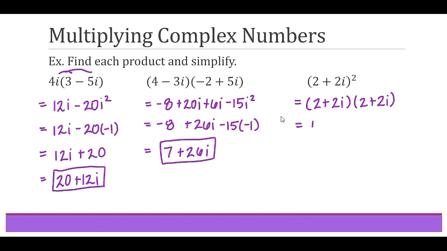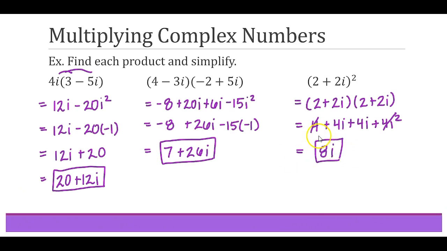So we'll have 4 plus 4i plus 4i, and then plus 4i squared. Well, 4i squared is going to end up being a negative 4 because the i squared is a negative 1. So 4i squared and positive 4 over here actually cancel out. So these two pieces cancel out. So all I have left is 4i plus 4i, which is 8i.